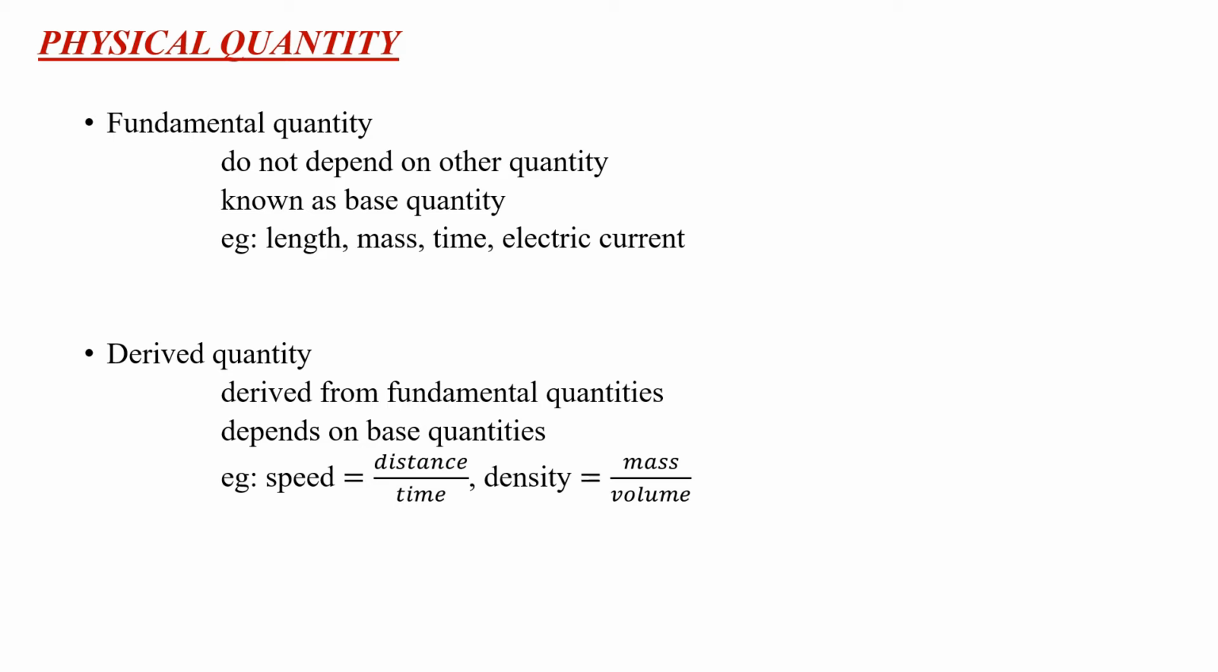That is, it is derived from the basic fundamental quantities, that is distance and time. So speed is a ratio of distance by time, which is a derived quantity. Similarly, density. Density is also a derived quantity from the basic fundamental quantities, that is mass and volume. So in general, fundamental quantity means an independent quantity and the derived quantity is a dependent quantity.